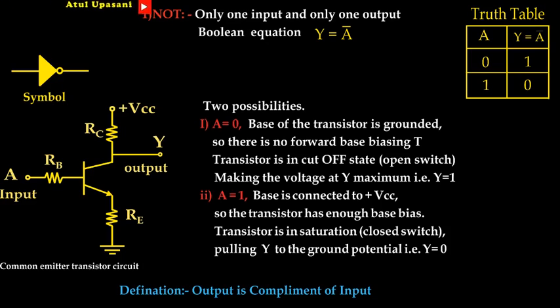The first one is the NOT gate. It has only one input and only one output. If A is considered as an input, the output is given by the Boolean equation Y equals A complement. This logic circuit of the NOT gate can be constructed by using a simple common emitter transistor circuit as shown in the figure. Since there is one input, there will be only two possibilities of the input.